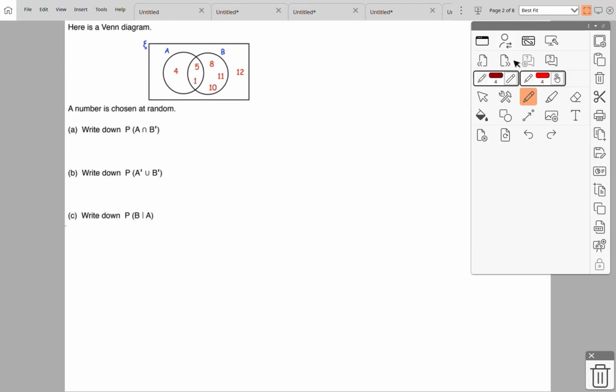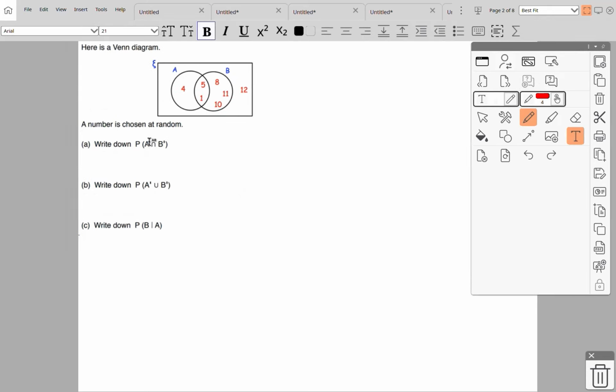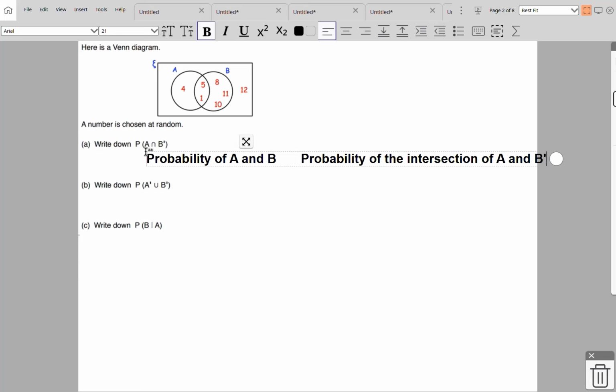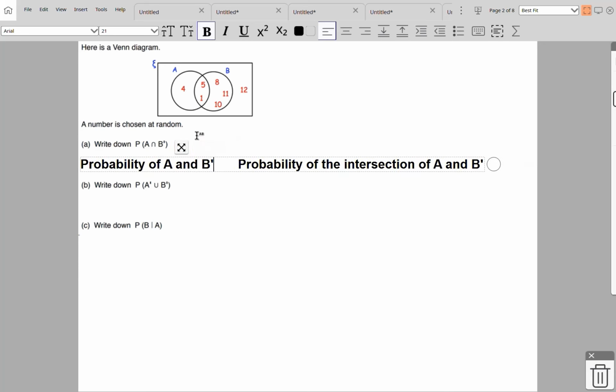Now, I need to remember to do this for sure. This is also read, we read this a couple of ways. We read this as the probability of A and B. It's also read as the probability of the intersection of A and... This is actually B prime here, the complement, or not B. Hopefully I remember that.